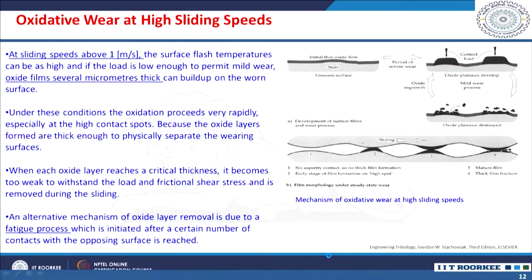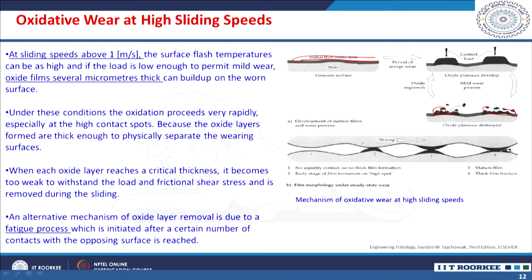Because these oxide layers that are formed are thick enough to physically separate the wearing surfaces, you will have a mild wear, right. So, an initial thin oxide film forms, and under contact loads the material is removed, and again oxide is regrown, again it forms. When each oxide layer reaches a critical thickness, it becomes too weak to withstand the load and frictional shear stress, and so is removed during the sliding, right.